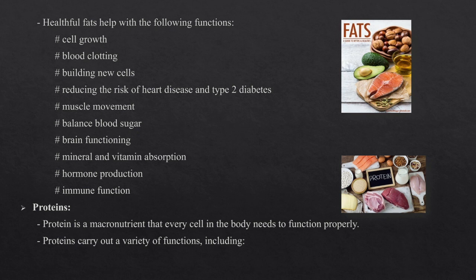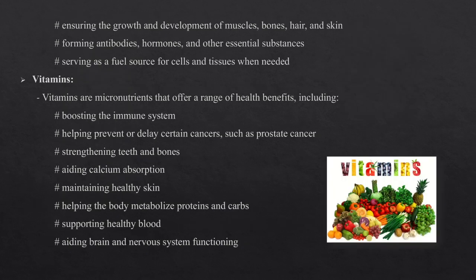The third point is protein. Protein is a macronutrient, as we already discussed, that every cell in the body needs to function properly. So we have to have the protein. We already discussed that to repair a muscle or for the recovery of a muscle, we need to have that protein properly. Protein carries out a variety of functions, including ensuring the growth and development of muscle, bones, hair, and skin, forming antibodies, hormones, and other essential substances, and serving as a fuel source for cell tissue when needed.